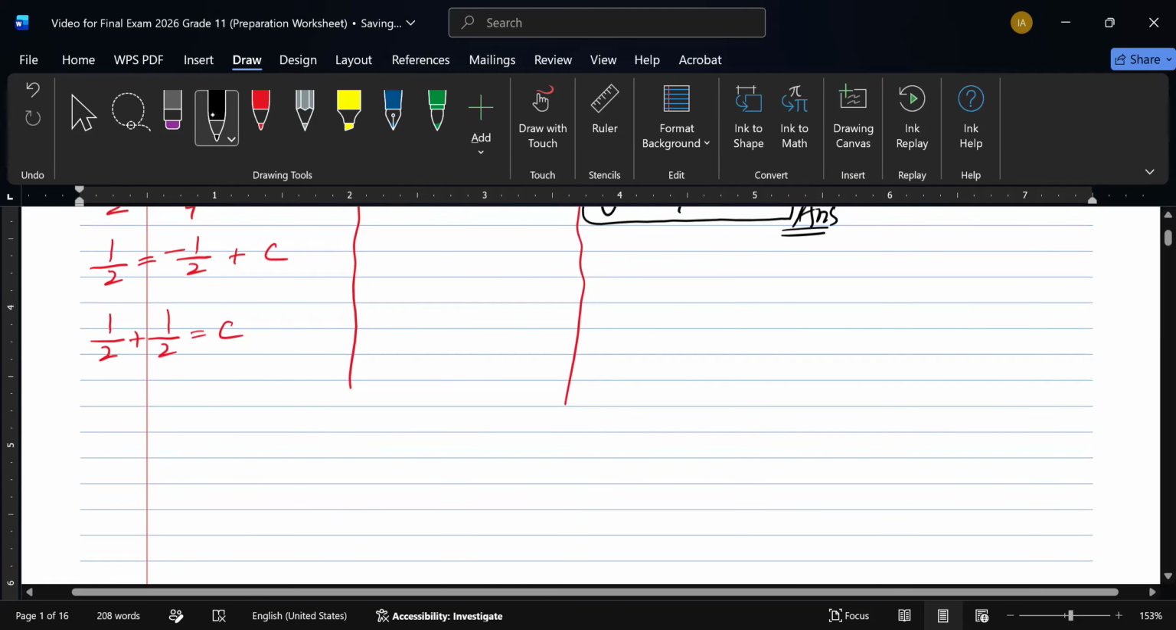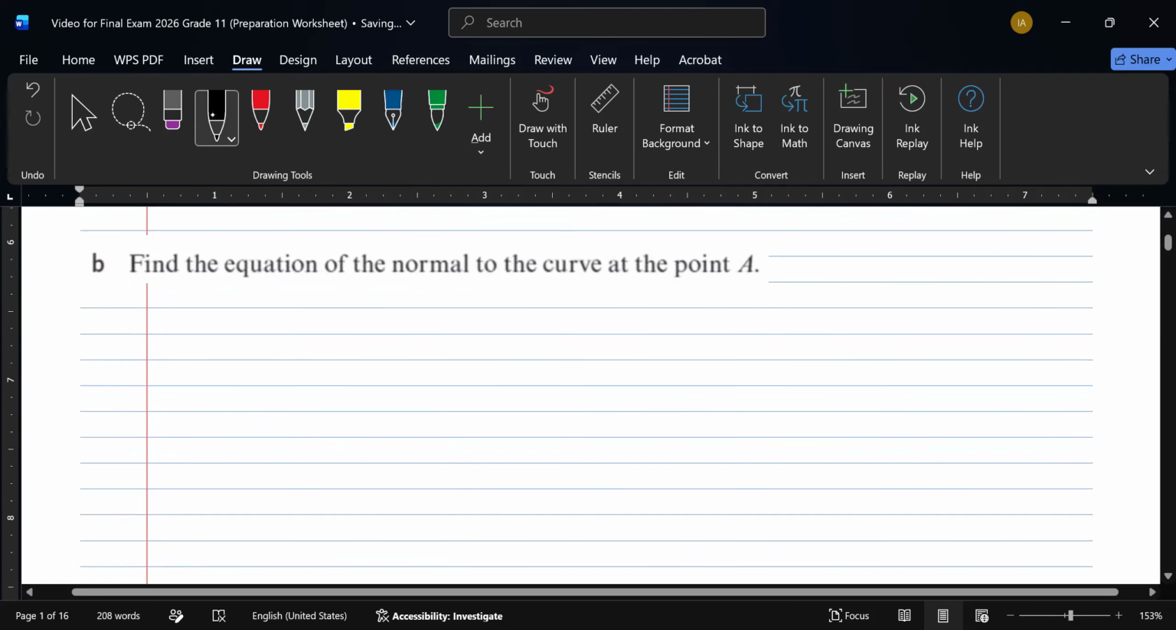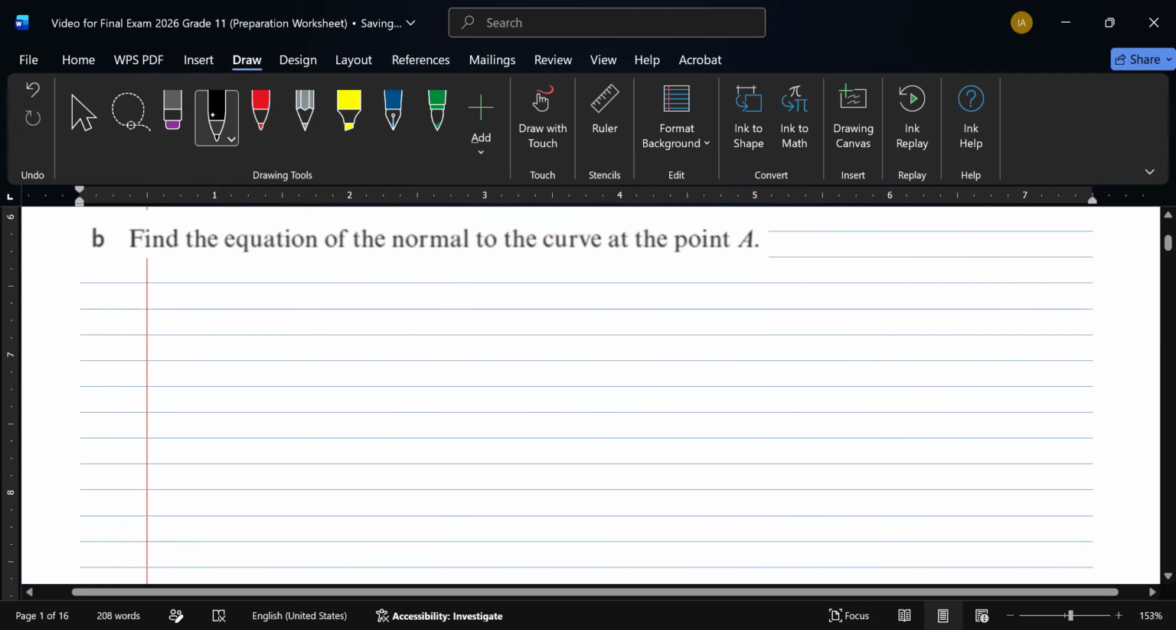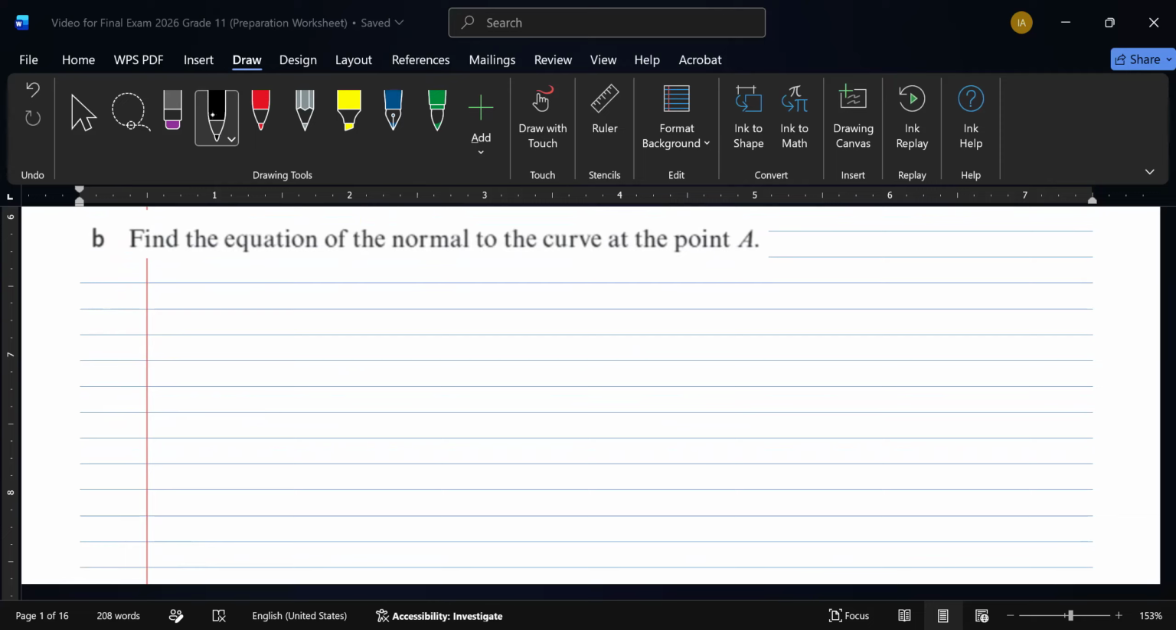Okay, let's take the next. Find the equation of the normal to the curve at the point A. Now, what is the important thing? Remember, tangent and normal are always perpendicular to each other, right? I repeat, tangent and normal are always perpendicular to each other.